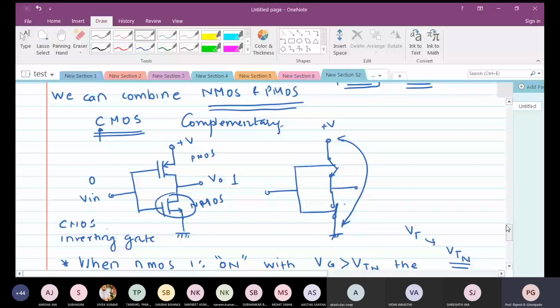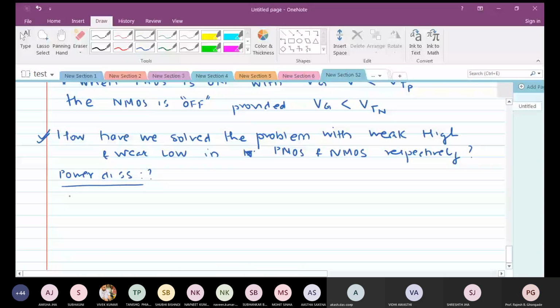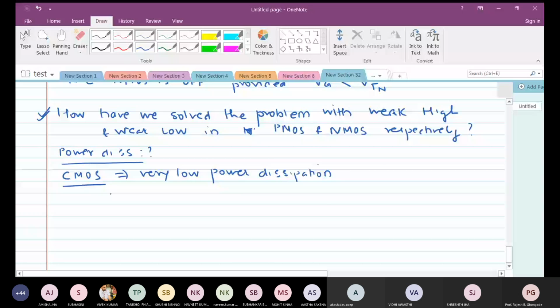So we can say that CMOS is characterized by very low power dissipation. In fact, there are two types of power dissipation parameters. One is called P static. Static means the levels are not changing. I have already applied 0 and I am having 1, and the circuit is not changed. In that case, the power dissipation is going to be 0.